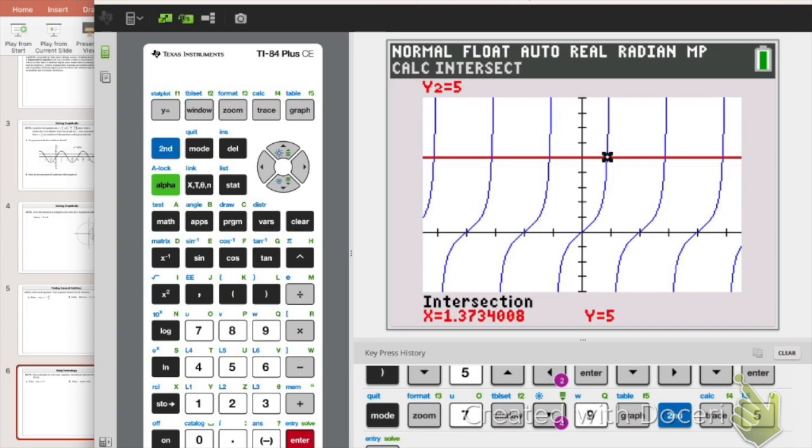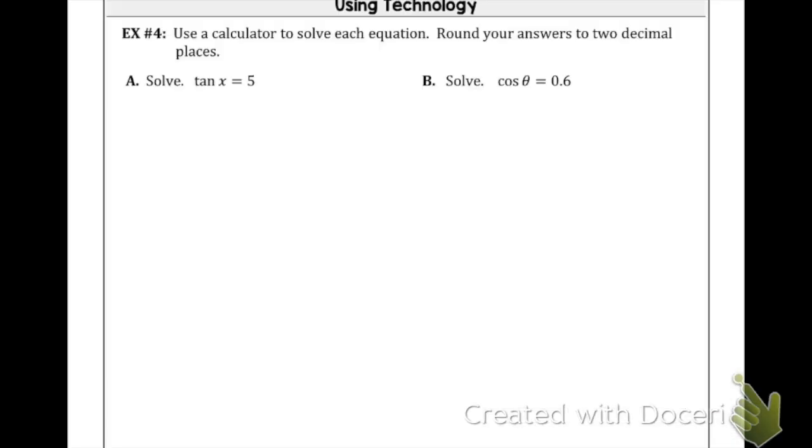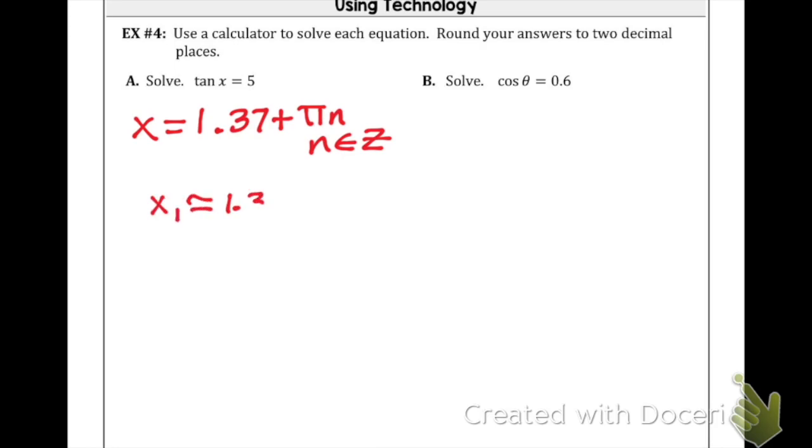And we have to remember that the period of a tangent function is pi. So for our answer, we're going to say that x is equal to 1.37 plus pi n, again, where n is an element of the integers. So if we wanted to get the first two, my first one would be at 1.37. The second one, doing 1.37 plus pi, puts us at about 4.51. Those would be the first two positive intersections.